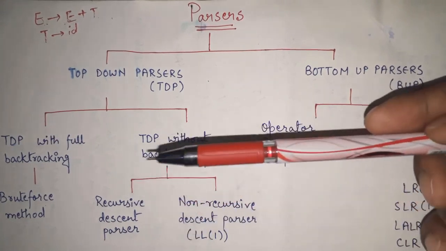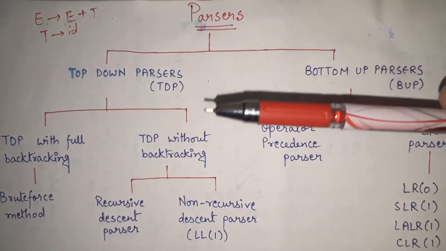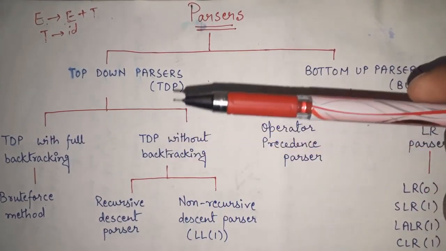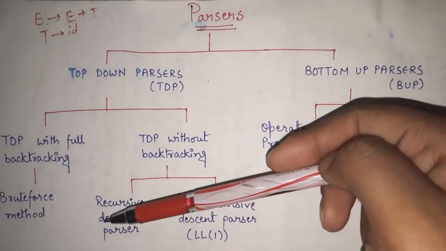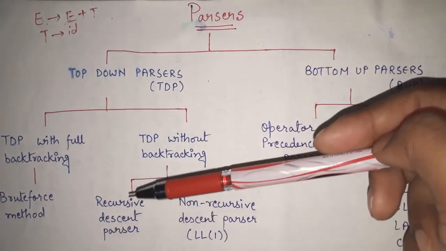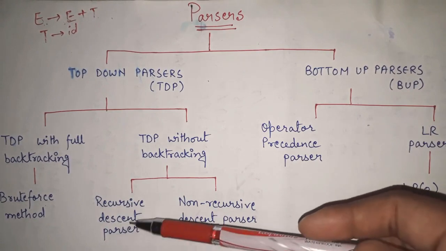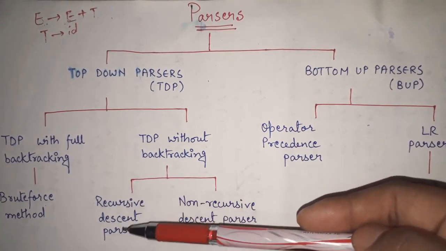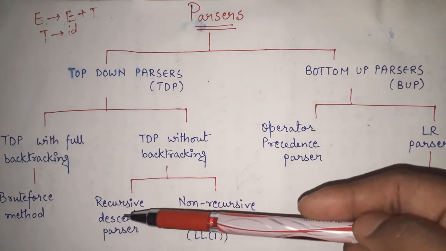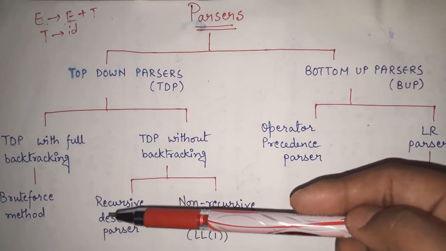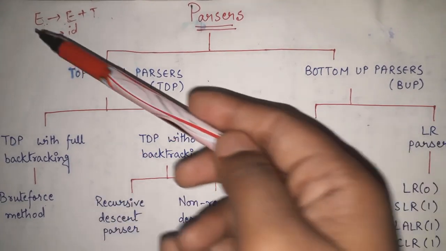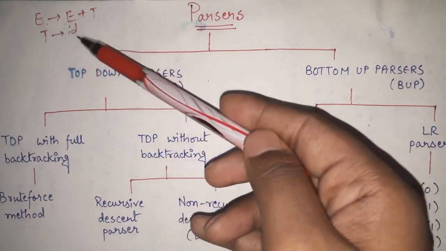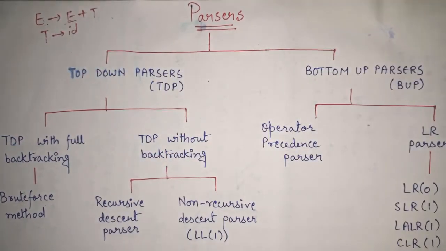We have a function for match, we have a look ahead variable. When you study this in detail, you will get to know all the terms. But basically, simply remember this: in this recursive descent parser, we make procedures or functions individually for all the variables that are present in our grammar.